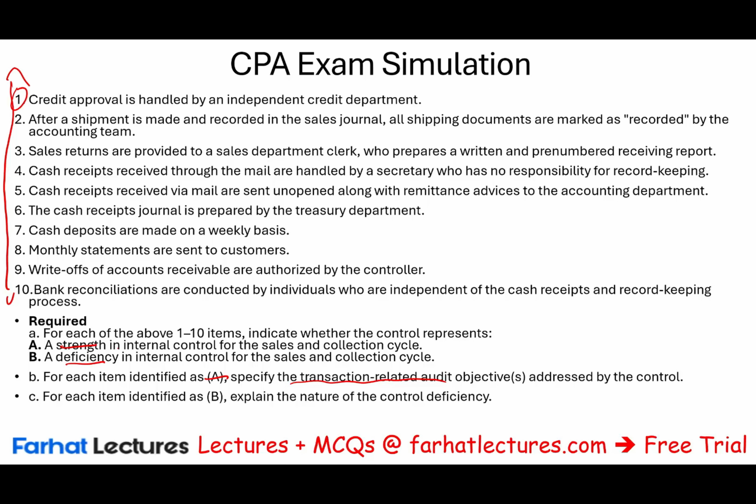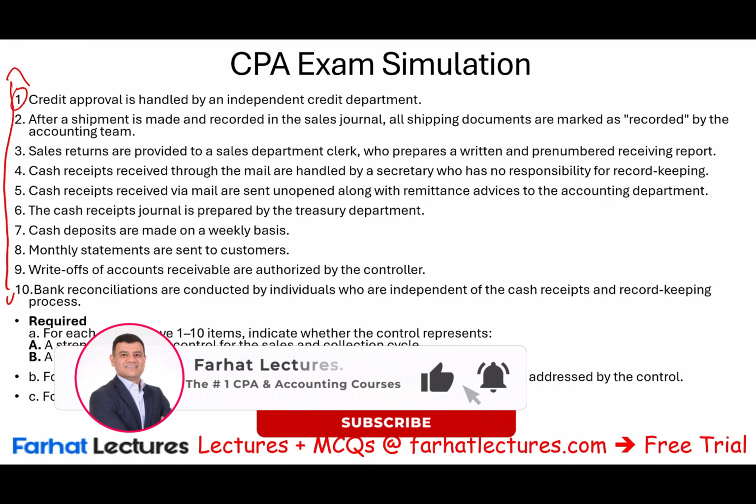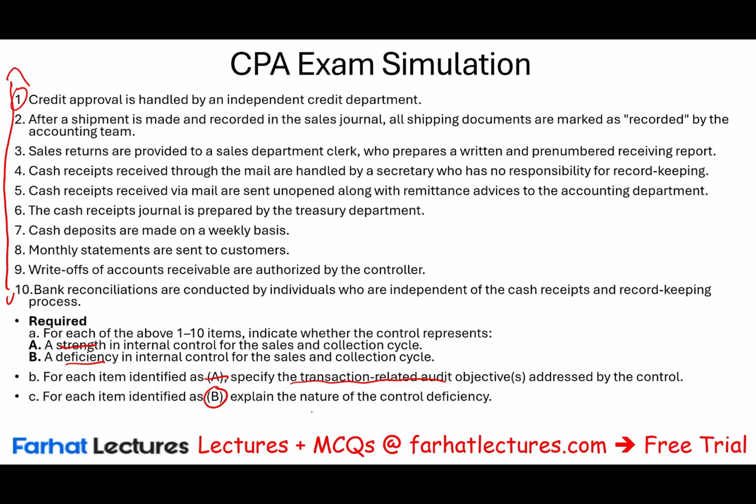If it's a deficiency in the internal control, we're going to have to explain the nature of the control deficiency, why it's a deficiency, what's wrong with this transaction. So we're going to go over each transaction separately. For example, the first one, credit approval is handled by an independent credit department. Determine whether this is a strength in the internal control or a deficiency. If it's a strength, specify the transaction-related objective. So what audit assertion, audit objective does it meet? If it's a weakness, explain why it's a weakness.